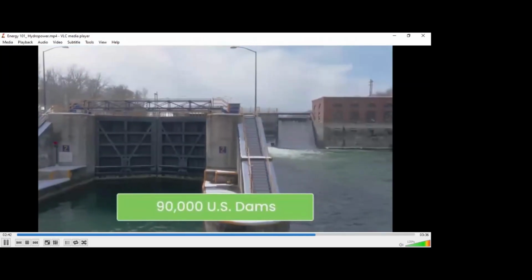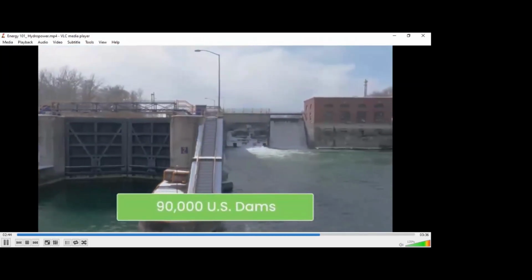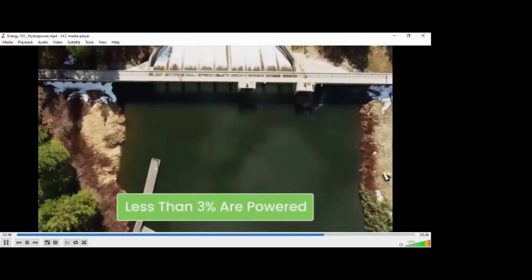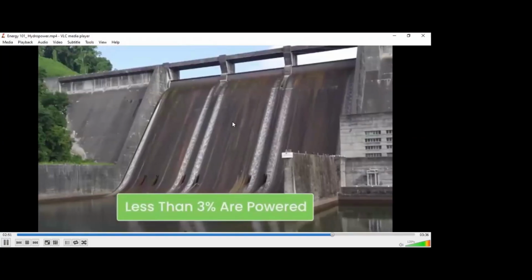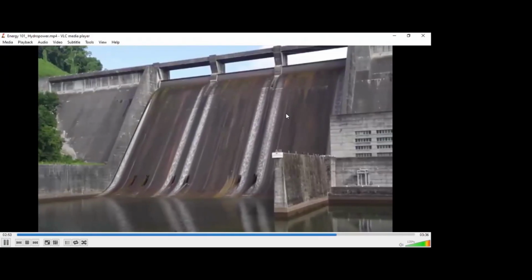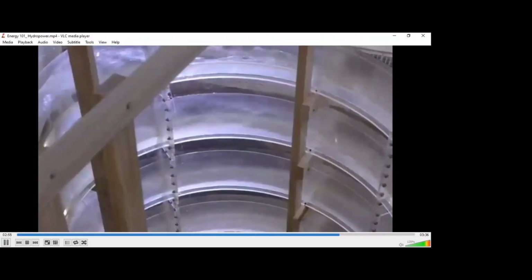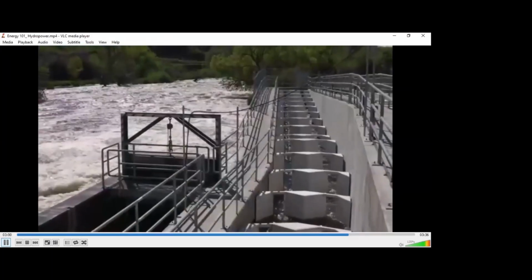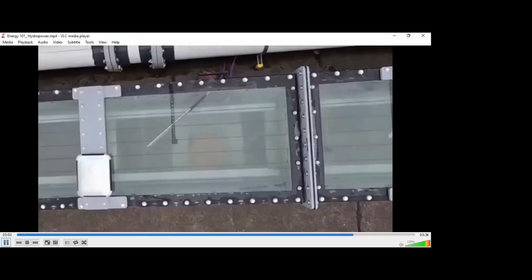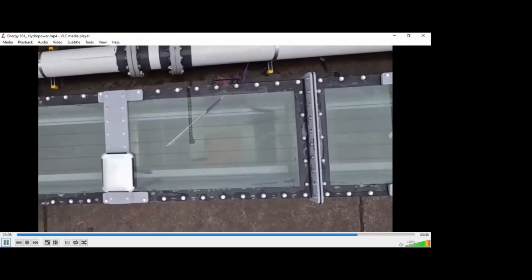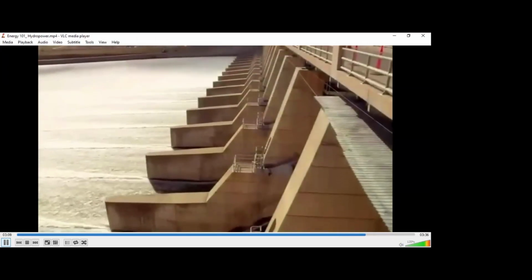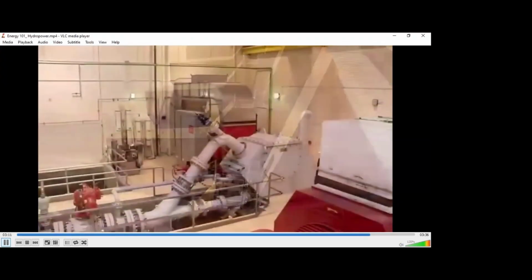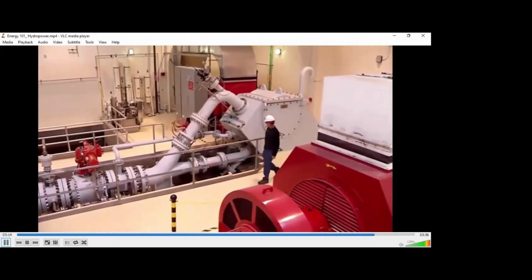Today, there are more than 90,000 dams in the U.S., but less than 3% of these dams produce power. That means there's an opportunity to generate more clean, renewable power at dams we've already built. New technology is also making hydropower even more environmentally friendly. For example, researchers are reducing adverse impacts on fish and their natural habitats, and fish ladders like these let them swim around dams. Hydropower is an essential, reliable, and renewable source of clean energy with a rich history.